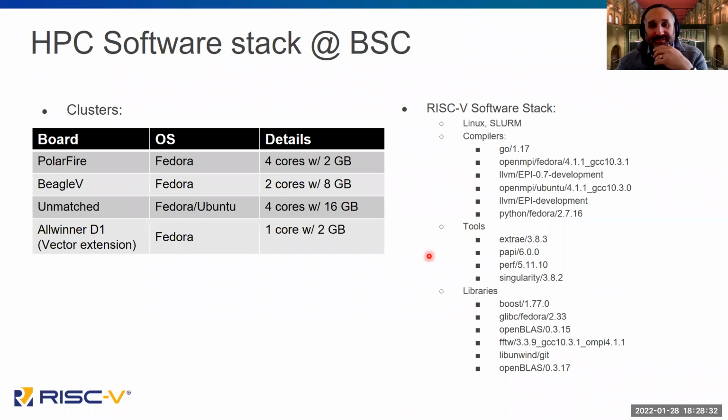But we also have a bunch of different things running from a software side. So we're running Linux. We're using Slurm on RISC-V to control and do the resource management. We have a bunch of compilers running on them, from LLVM and so forth, Go, Python.